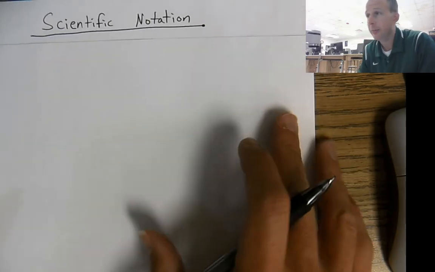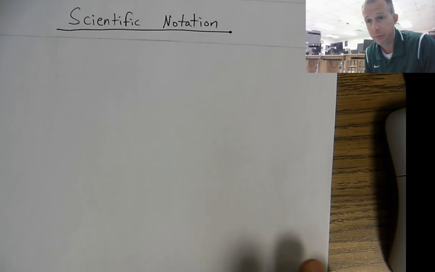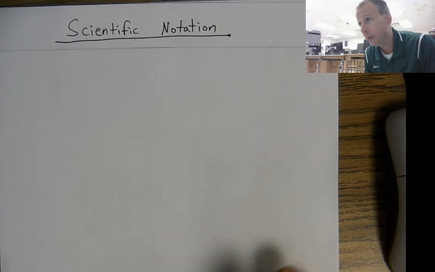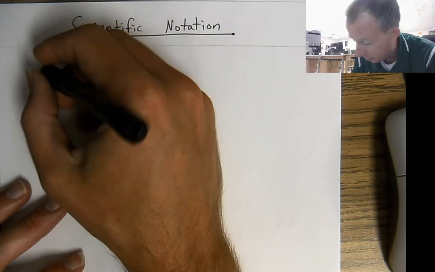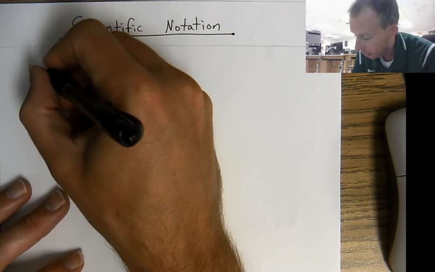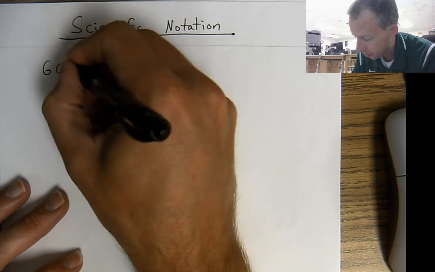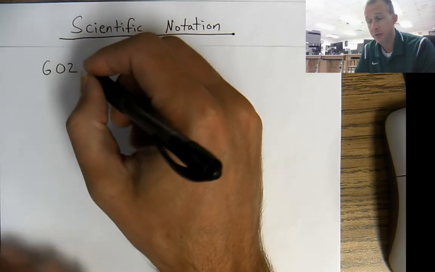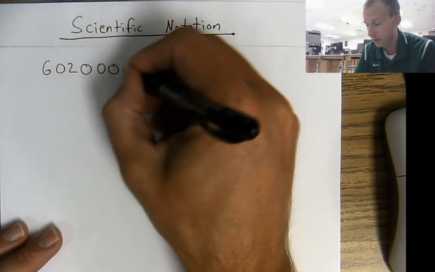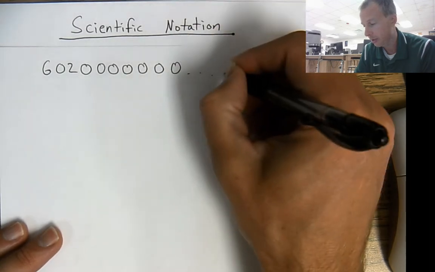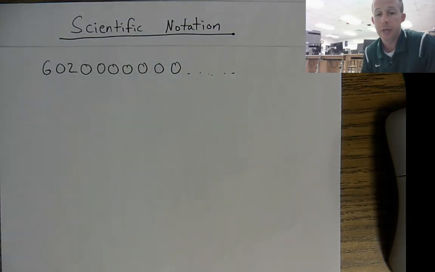So, to begin with, why do we care about scientific notation? The big thing, especially in chemistry, is that you are going to be dealing with some really, really big numbers and some really, really small numbers. One number that you'll see, I'm not going to write the whole thing out, would be 602, then 21 more zeros after this. That's not a fun number to write out.